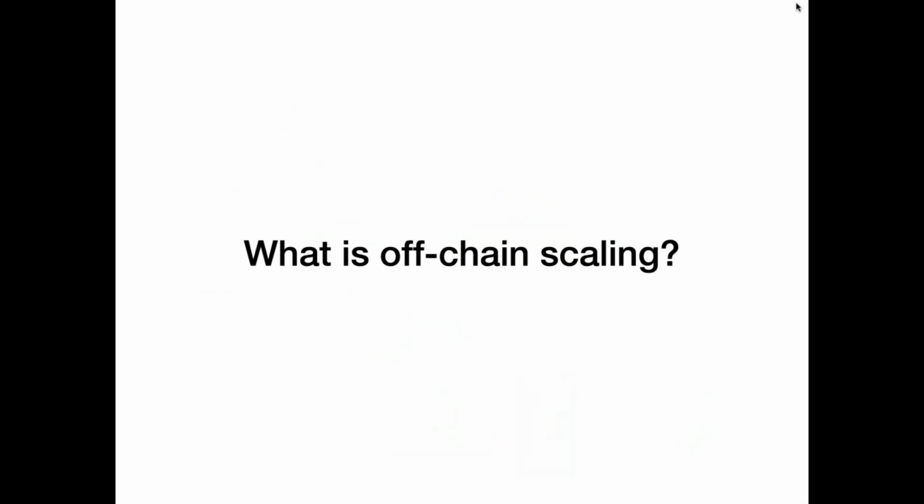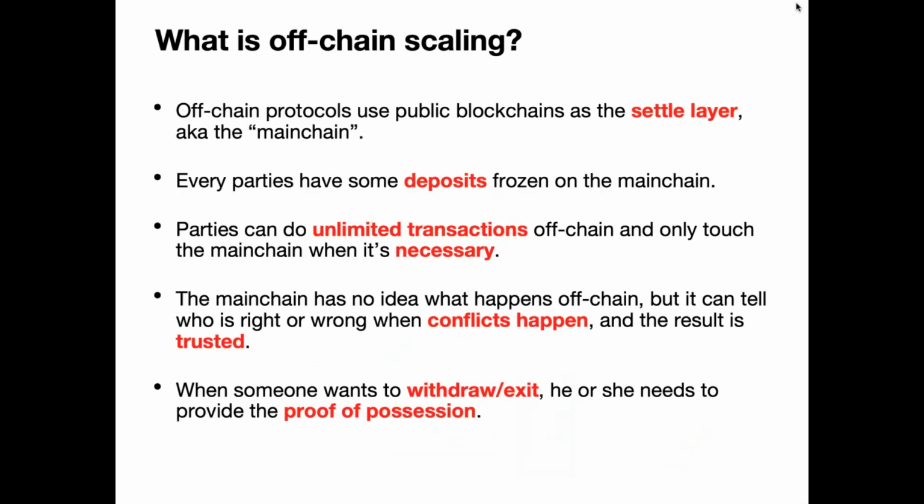So the next question, what is off-chain scaling? Currently there is no strict and clear definition of off-chain scaling, and I'll try to explain it in several sentences here. Let's look at the first sentence. Off-chain protocols use public blockchains as the settlement layer, aka the main chain. Like I mentioned before, this protocol is built on top of the main blockchain. And the second sentence: every party has some deposits frozen on the main chain.